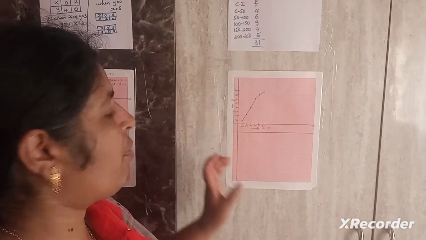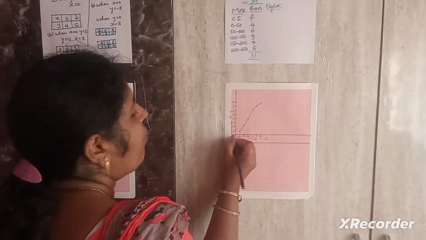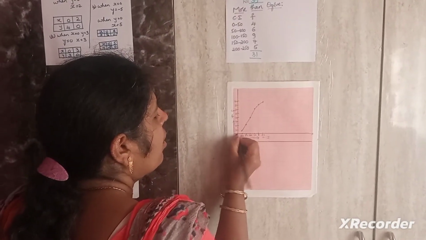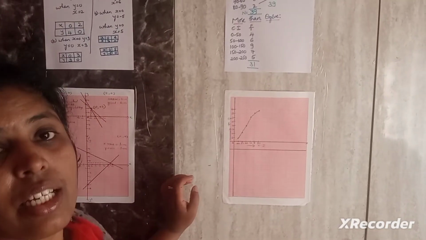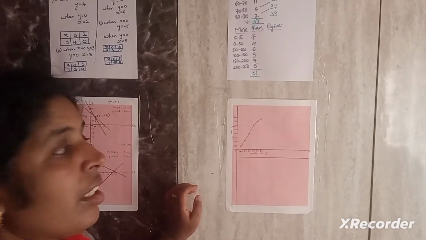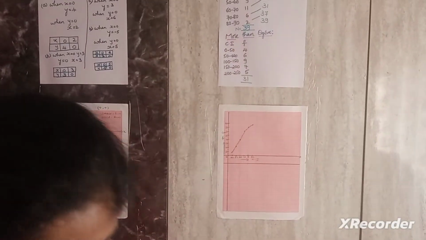One thing you should remember, it will never come on the origin. Less than ogive never comes on the origin. Now we'll go for the more than ogive.